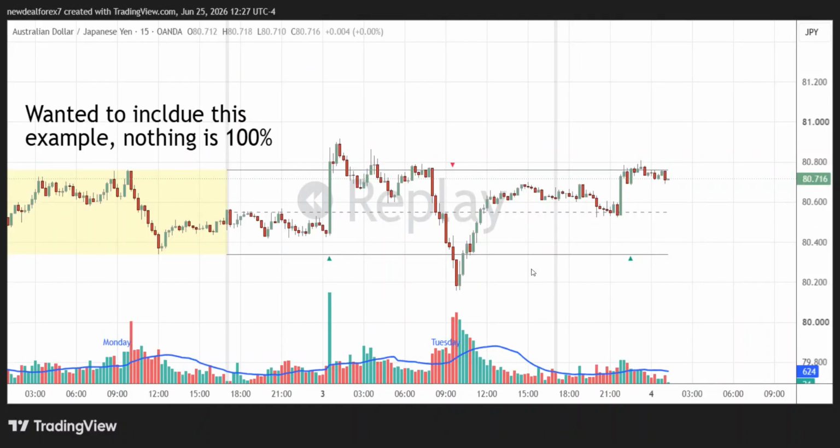Now, I wanted to include this example, though, because nothing's 100%. We have a narrow range, strong breakout on volume. We have another big candle right here that's way above average. But then what happens? Everybody who went long, that was a loser. Okay, so one way to keep the loss small when this happens: typically on a legit breakout, price does not retrace back into the range.